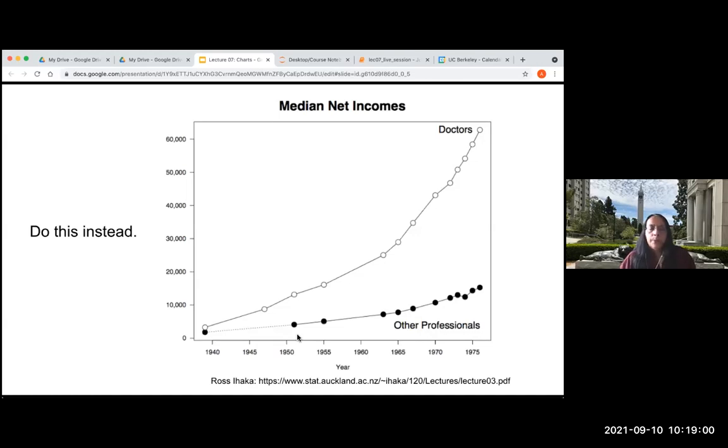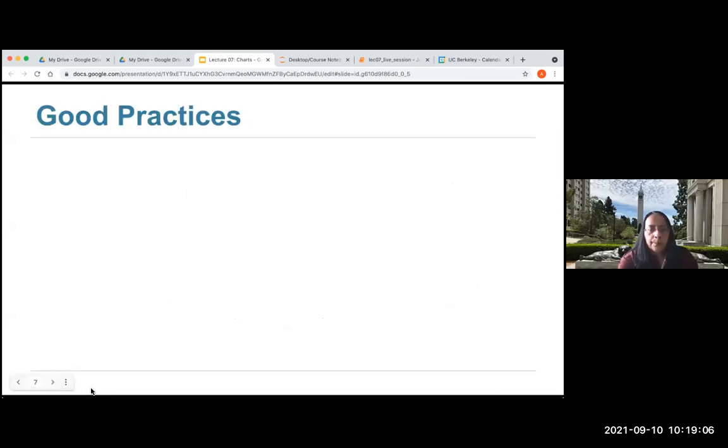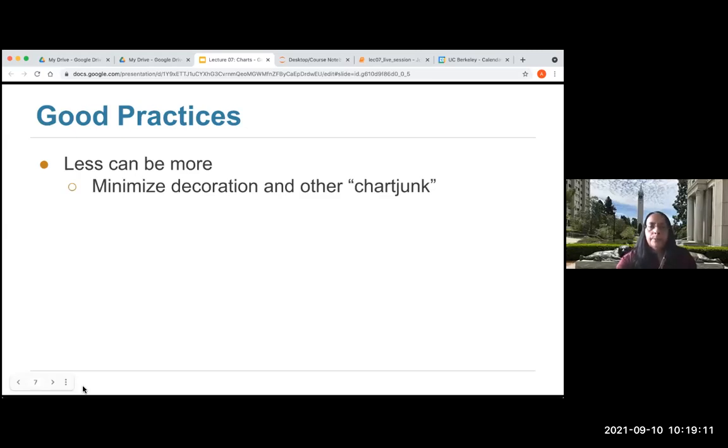Okay, so yes, as somebody used the word minimalist somewhere in the chat. Asha, thank you. Exactly, less is more. So a good practice is to minimize decoration. It is known as chart junk. This was a phrase coined by one of the premier visualization experts, Edward Tufte. I'll give you a reference to his book in a bit.